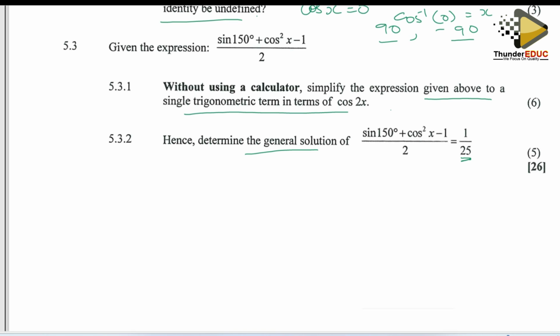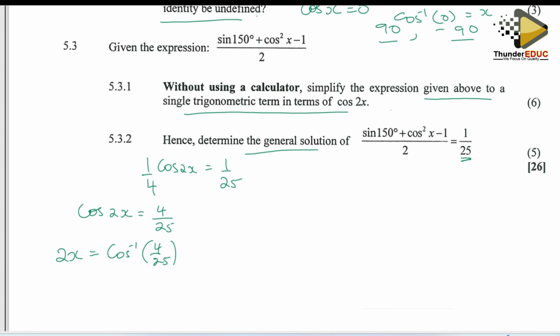So from our single trig ratio, which was a quarter cos 2x is equal to 1 over 25. So multiply both sides by 4, so that cos 2x is the same as 4 over 25. We need to find our reference angle, which means that 2x should be the inverse cos of 4 over 25. And this angle becomes what we have. So I have 80.79 from my calculator.